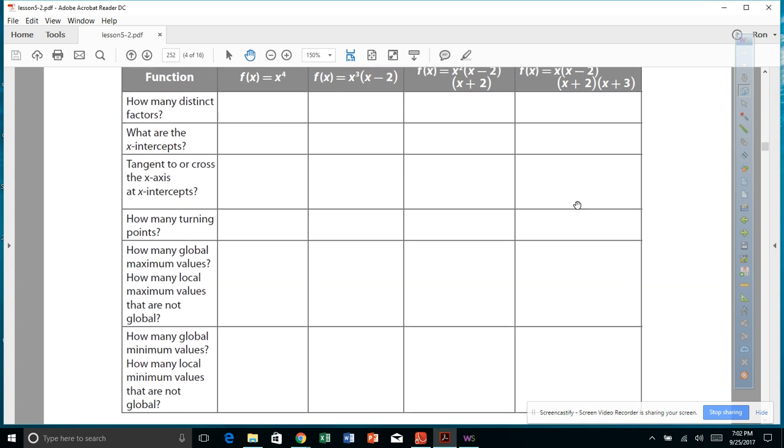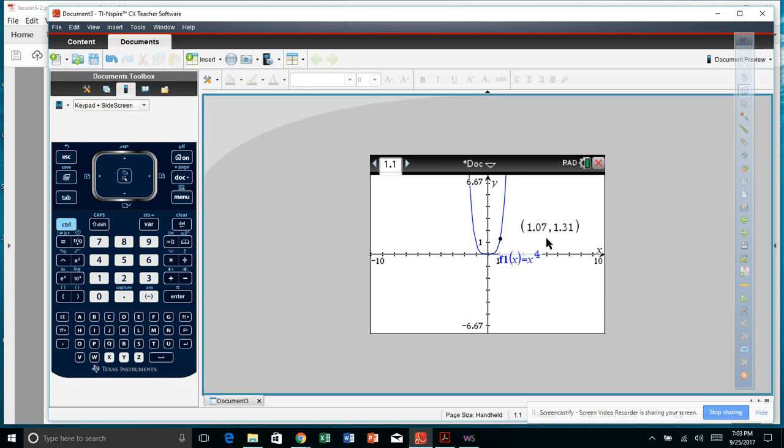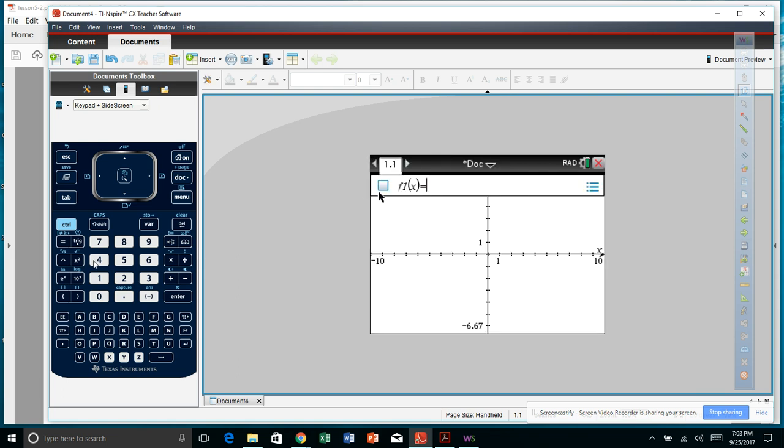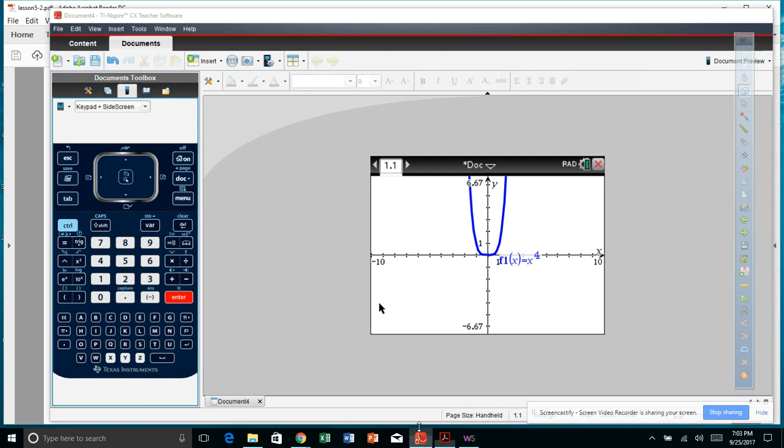All right. First, let's do x to the 4th. Tab. X caret 4. Enter. There it is. I don't know why that point's on there, so let's clear that off. New document. Graph x caret 4. There it is. All right, good. Let's answer the questions.